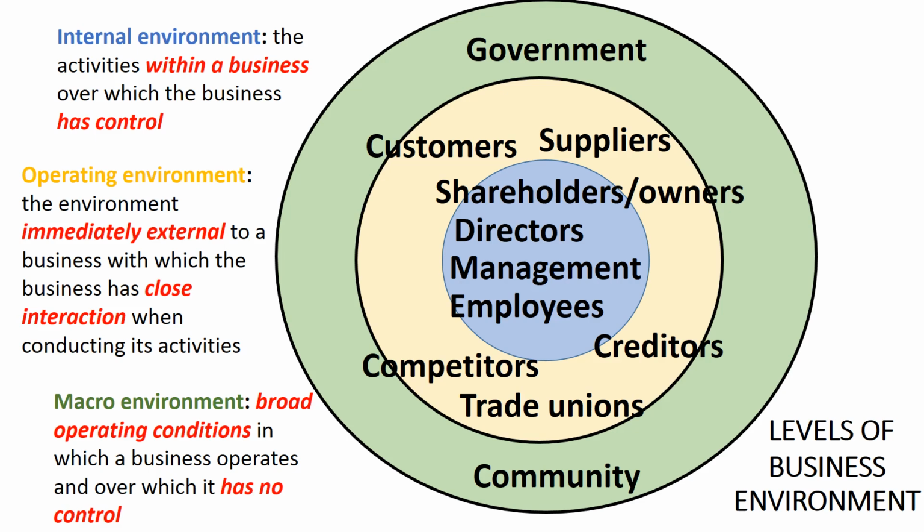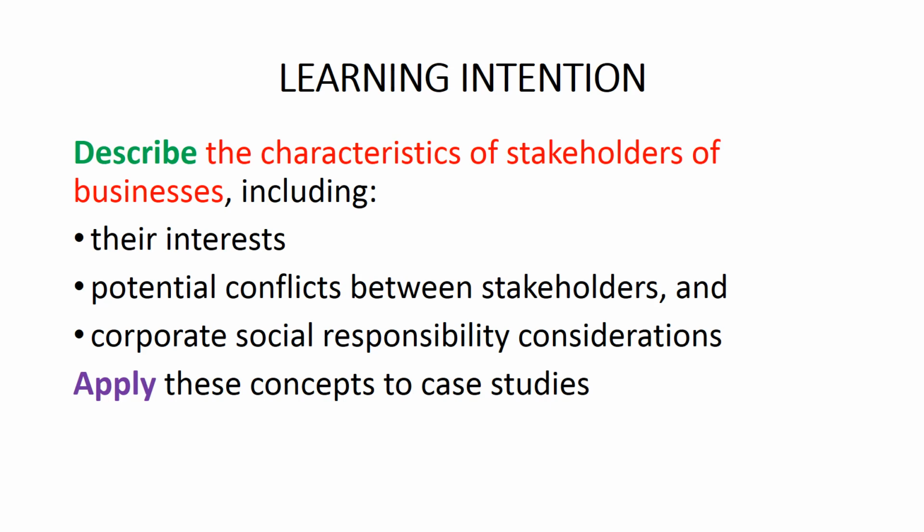Similarly, all businesses are affected by the government because the government taxes the profits of the business and also makes laws that the business must obey. However, again, a business has no real control over the government. The government is elected by voters and the business can't make the government do what the business wants the government to do. That brings us to the end of this video, and you should now be able to describe the characteristics of stakeholders of businesses.